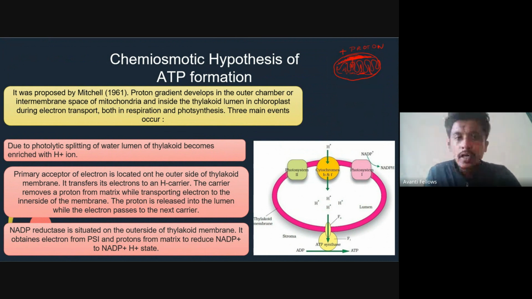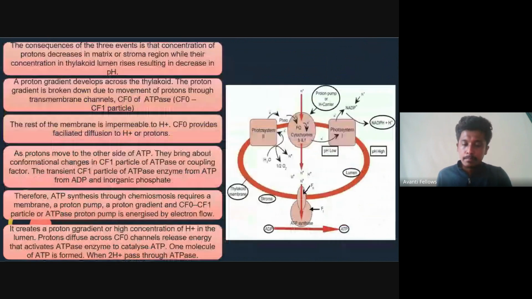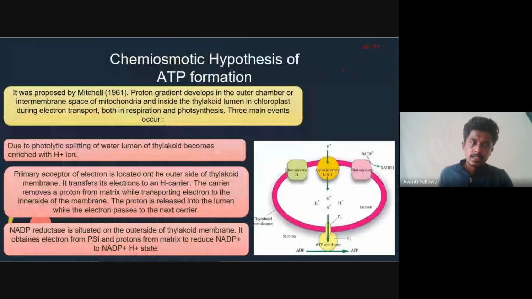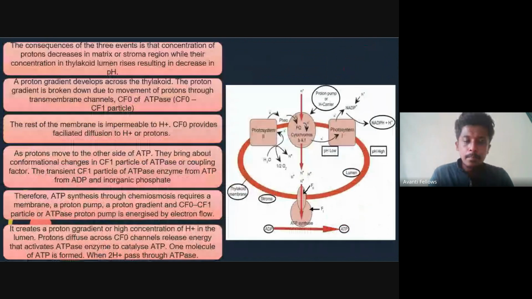So this proton gradient is developed and this is used for the synthesis of ATP. Similarly, the same thing happens in thylakoids also. That is when the membrane of the thylakoid becomes a very, very important part when we discuss the chemiosmotic hypothesis. If we look at the chemiosmotic hypothesis, we have to understand that thylakoid is a disc-like structure.